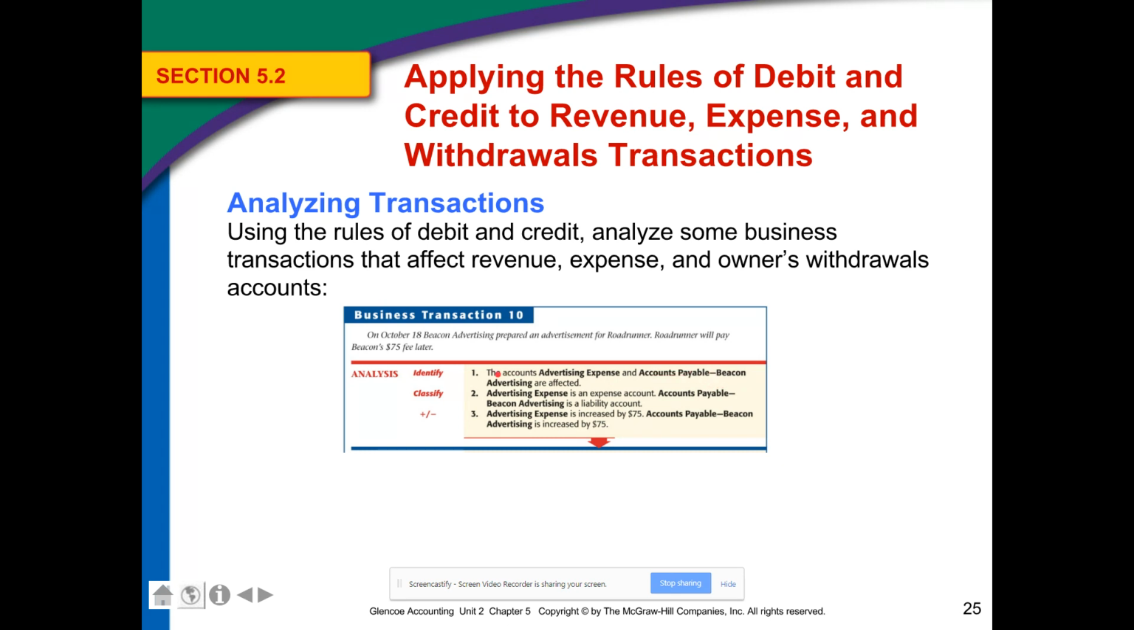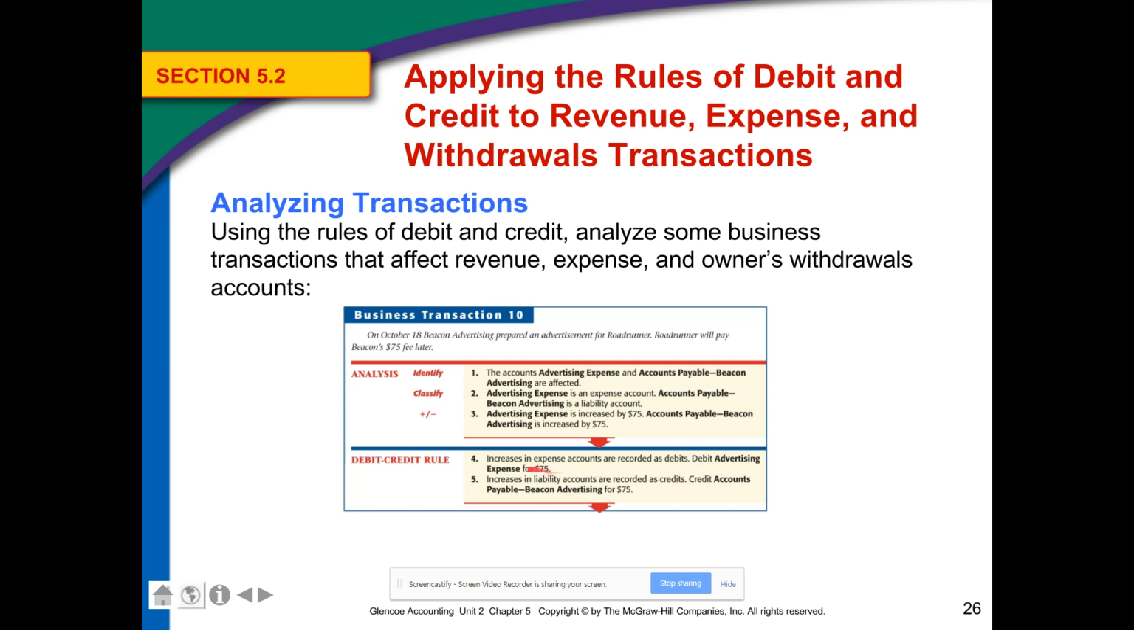Accounts payable, Beacon Advertising. Advertising expense is my expense account. Beacon Advertising accounts payable is a liability account. I'm increasing both of them. I increase the expense because I'm gaining more expense, and I'm increasing the payable because I'm gaining the amount of money that I owe to somebody. I'm gaining more debt. So I'm going to increase the expense as a debit for my expense, and I'm going to increase my liability account as my credit.